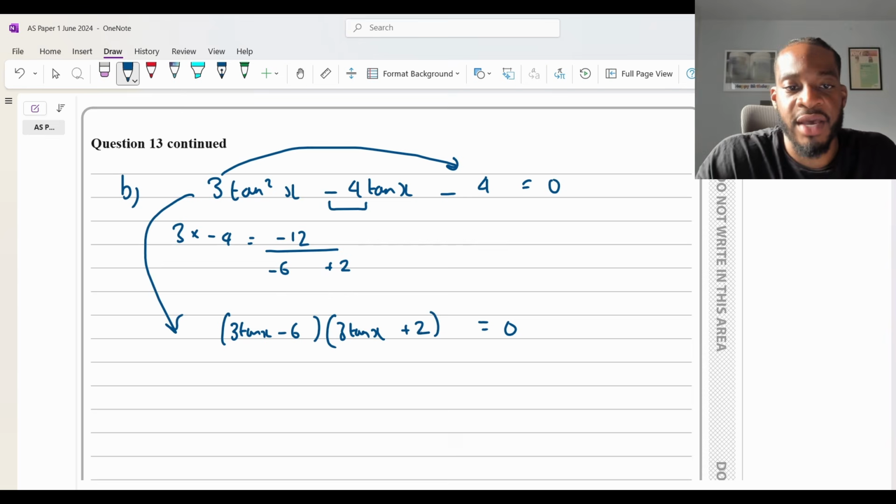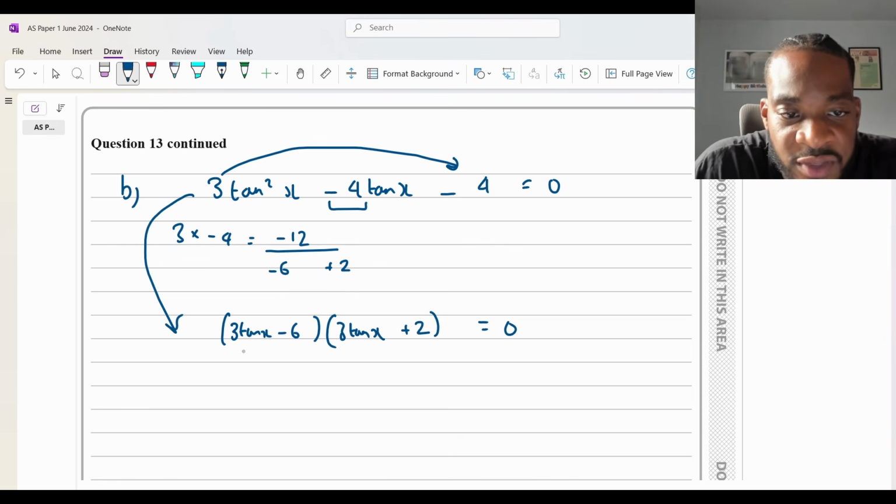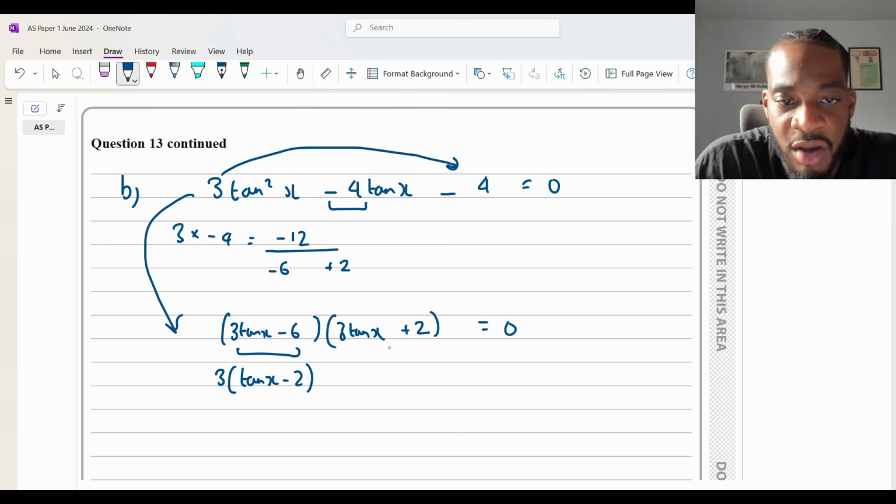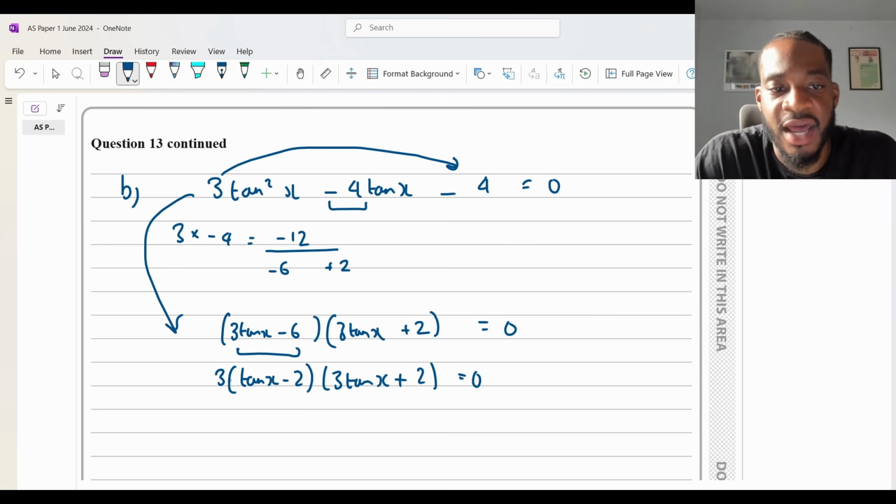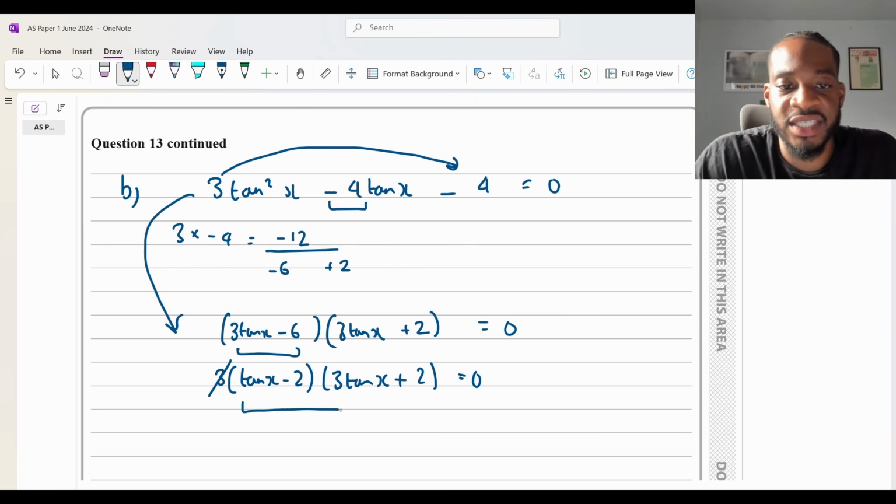Plus 2 goes there. And then once you're here, you look at each bracket. Do any of these factorize further? This one does. I can pull out a 3. If I pull out a 3, it's going to be tan x minus 2. Can't pull out anything from there, so I'll leave it like that. Plus 2 is equal to 0. And then I just literally cross that out. And this is the factorization.